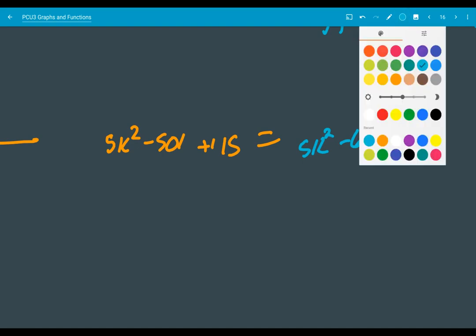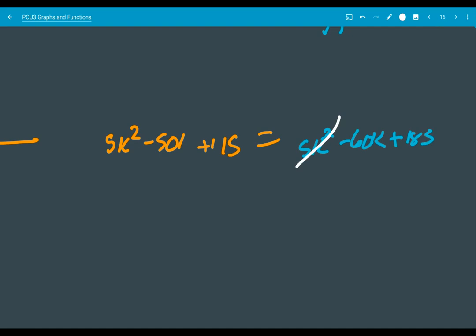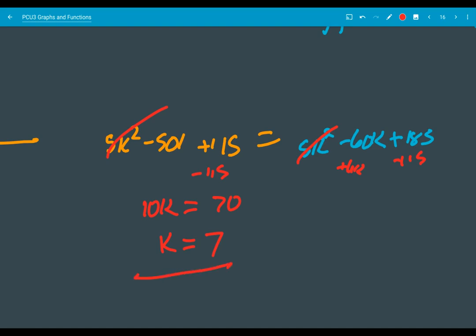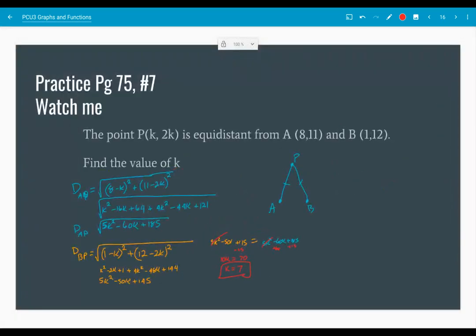So those cancel out. We add and subtract, so we get 10k equals 185 minus 115 equals 70, so you get k equal to 7. And there you go. That's how you work a problem like that.